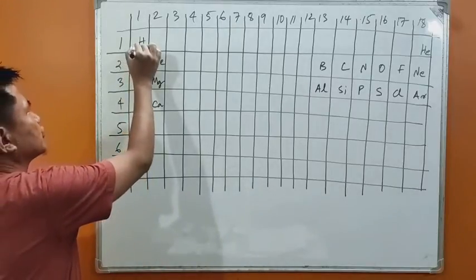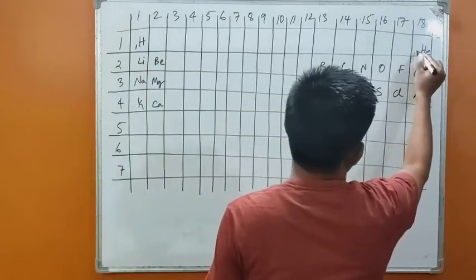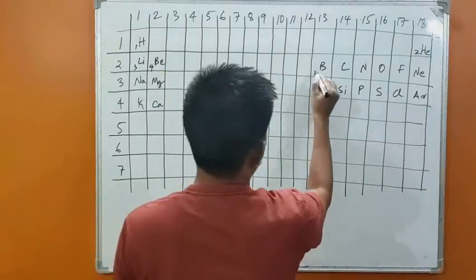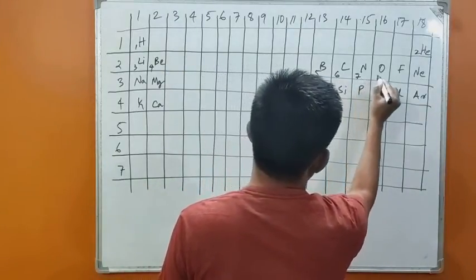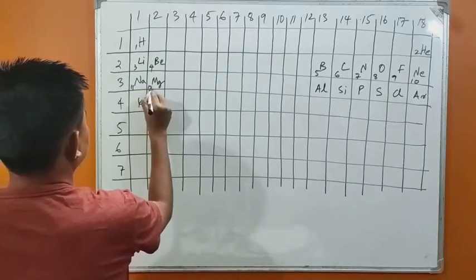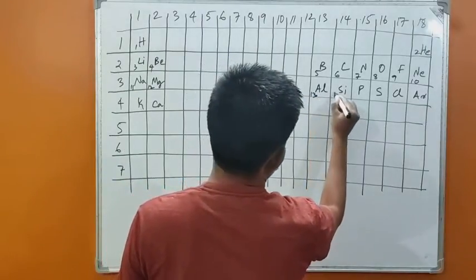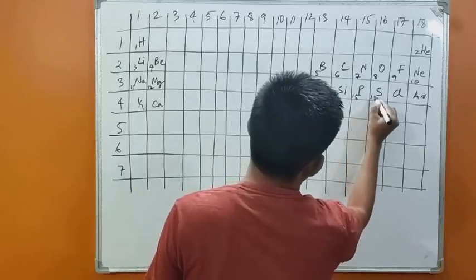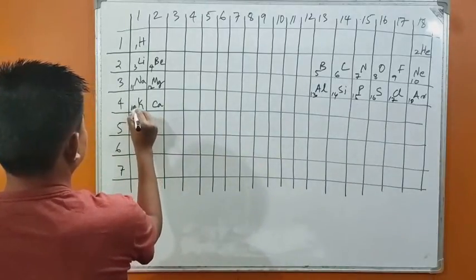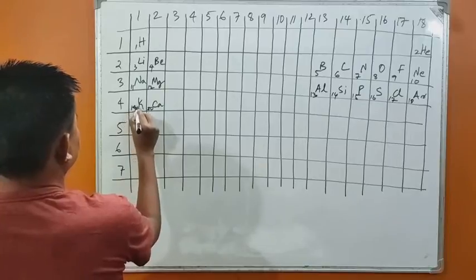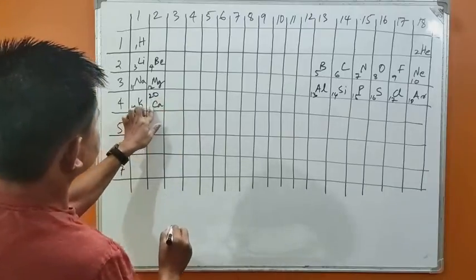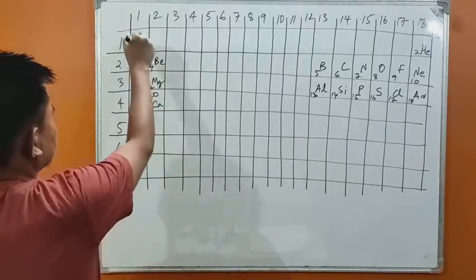So this is hydrogen having atomic number 1, helium atomic number 2, lithium atomic number 3, beryllium atomic number 4, boron 5, 6, 7, 8, 9, 10, 11, 12, 13, 14, 15, 16, 17, 18, 19, and this is 20. Let me write 20, yeah, 20.